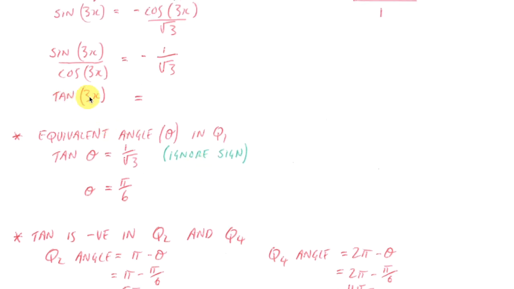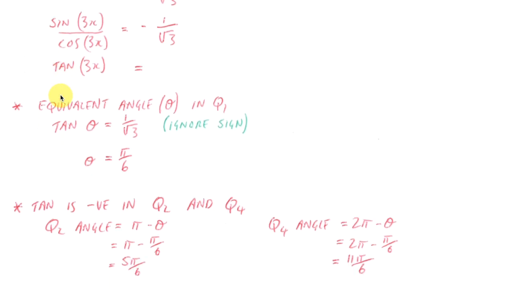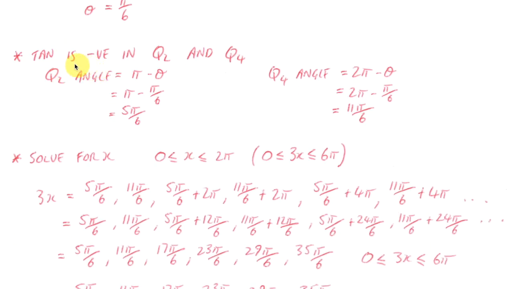Now, of course, tan of 3x is equal to negative 1 over root 3. So we're trying to work out where tan is negative in the unit circle. So tan is negative in quadrants 2 and 4. The quadrant 2 angle is pi minus theta, and the quadrant 4 angle is 2 pi minus theta. So I end up with 5 pi on 6 and 11 pi on 6.